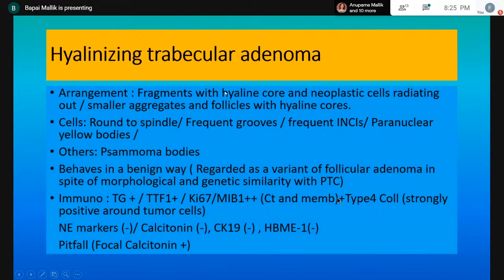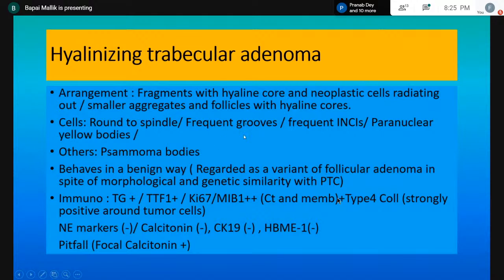The cells are arranged in fragments with a hyaline core. So look at the associated features. Hyaline core and neoplastic cells radiating out. Smaller aggregates and follicles with hyaline cores may also be seen. So hyaline cores are the key. Think of hyaline cores. The cells are round to spindle.